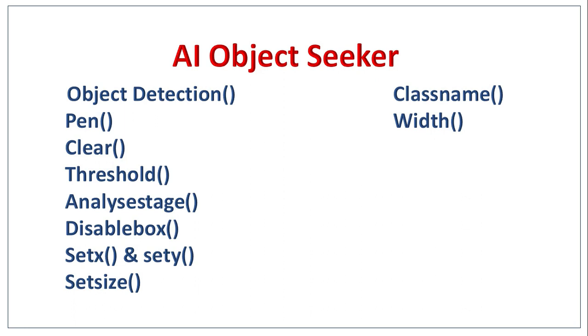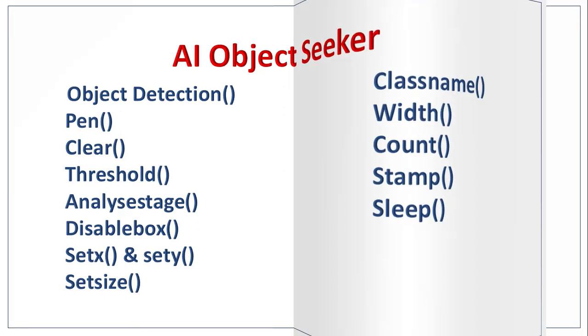Now the width function we use to set as per the image. Then the count function is used to count the objects on the stage. Then the stamp function from the pen class is used to stamp a square box on each object that is detected. And finally I've used the sleep function from the time module, which is used to have some time between detection of each object. Like one object it takes within 1 second, or it can detect in 2 seconds or 3 seconds.